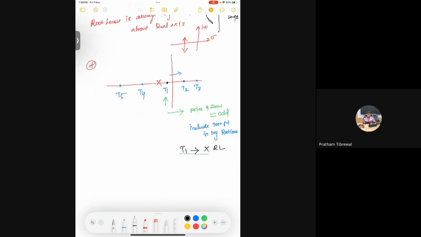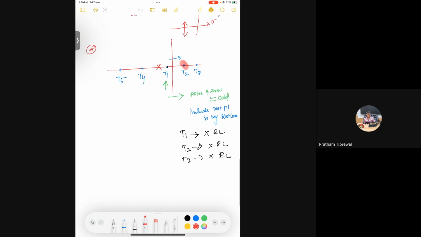Then take T2 and check whether there are any poles or zeros. No. Neither for T2, nor for T3 also. Come to T4. Now see T4. Are there any poles and zeros? There is. How many poles and how many zeros are there? One pole is there. Is it an odd or even number?